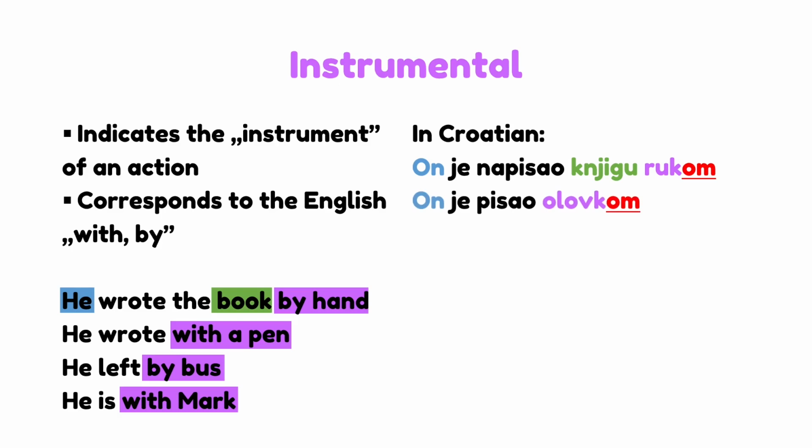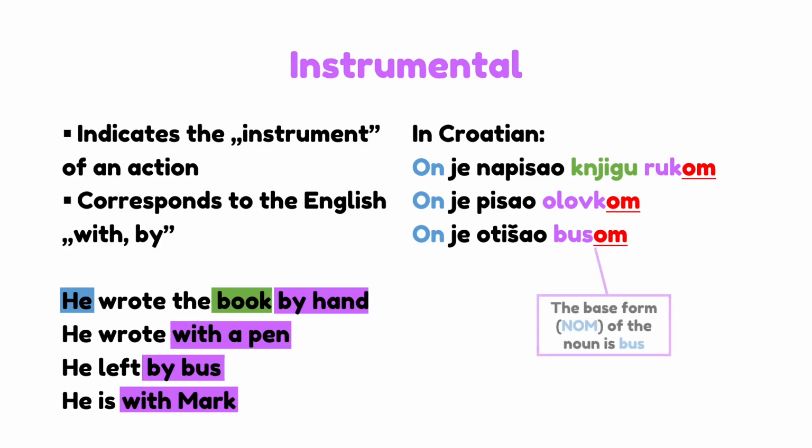On je pisao olovkom, he wrote with a pen or by pen. Olovka just means pen, or pencil, sorry, and with that om ending it becomes with a pen. On je otišao busom, he left by bus. Bus is just a bus, and busom means with a bus or by bus. On je s Markom, he is with Mark. Oh, sorry.